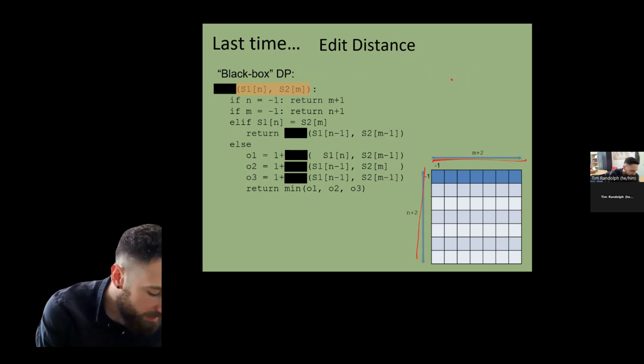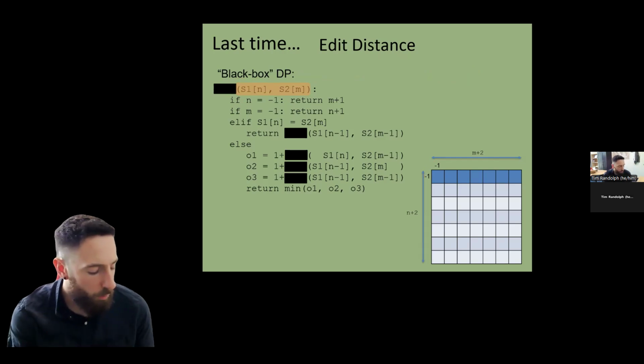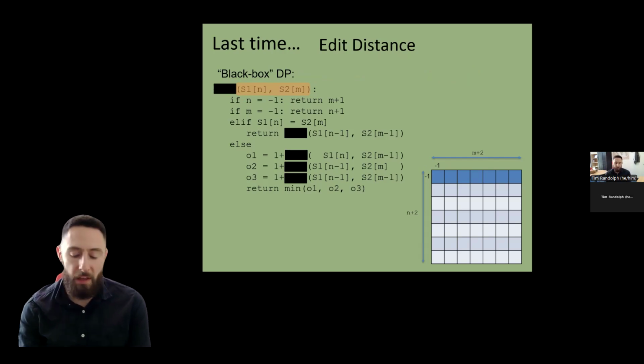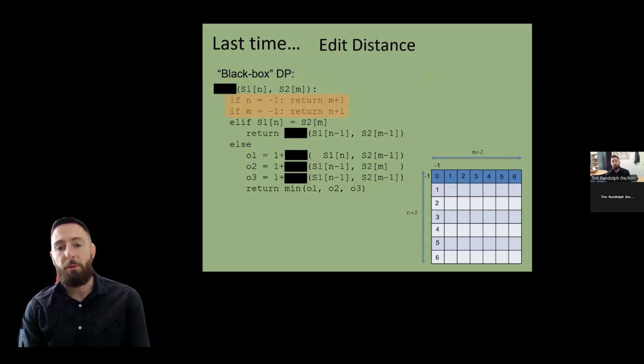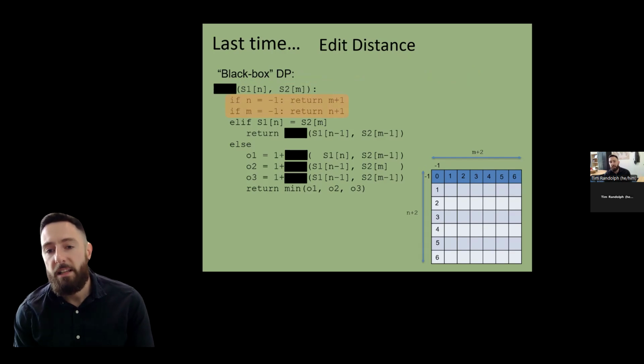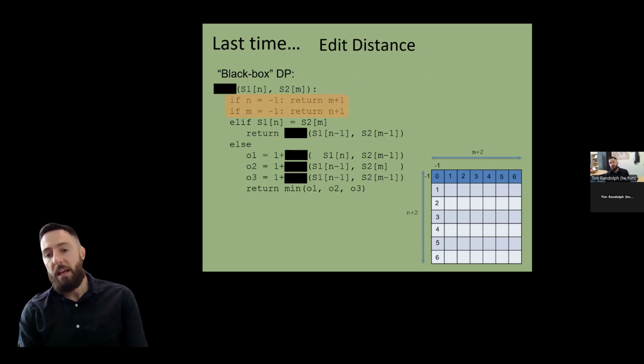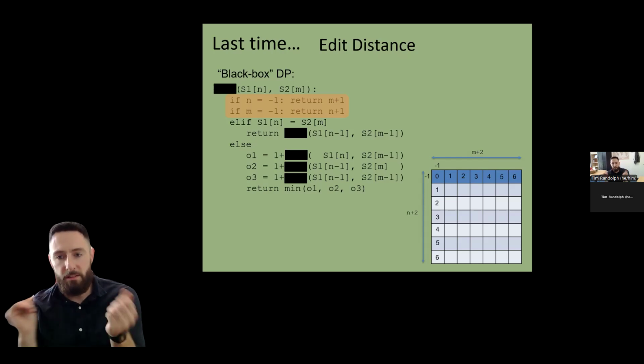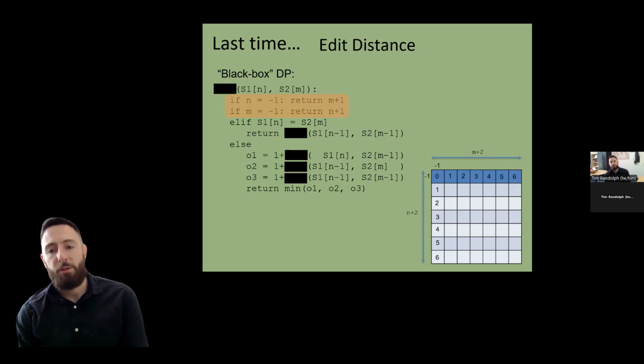If we want to fill in this table, the first thing we need to do is figure out what our base cases are. That is, which function calls we can compute without having to do any recursion. And our base cases are given to us by this part of the function that's highlighted. So it's telling us that if one of the two strings is empty, essentially we have to insert or delete characters to create the other string. That's the fastest edit distance transformation between them.